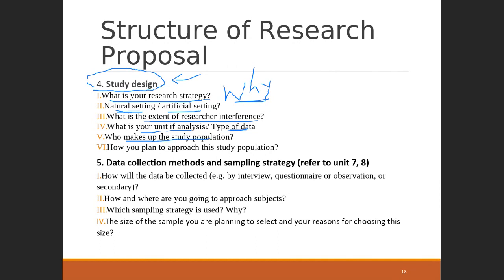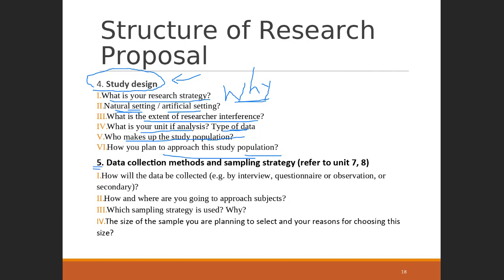Who makes up the study population? This is again very important because we just discussed that variability in your population has a direct impact on your sample size. If your population has a lot of variability, then it means that you need to increase your sample size. So who makes up your study population? Is it diverse enough, or is it not diverse? Is there a lot of variability, or not a lot of variability? You need to discuss these points. How you plan to approach this study population is again a very important thing. So these are the questions which you need to answer.